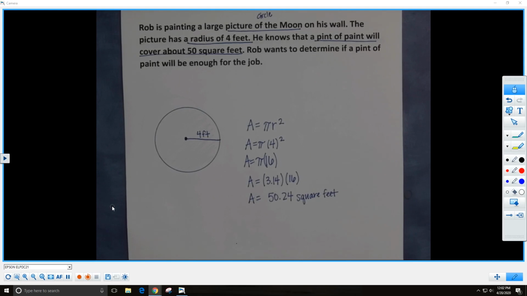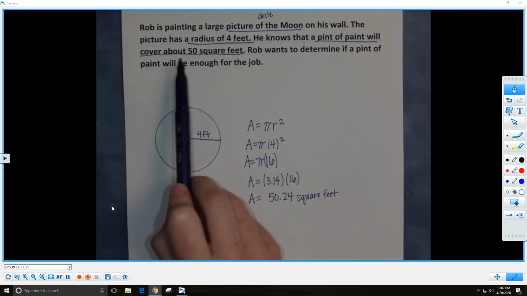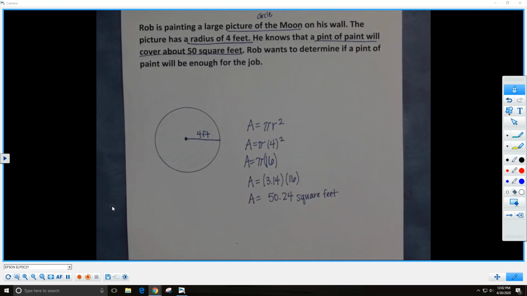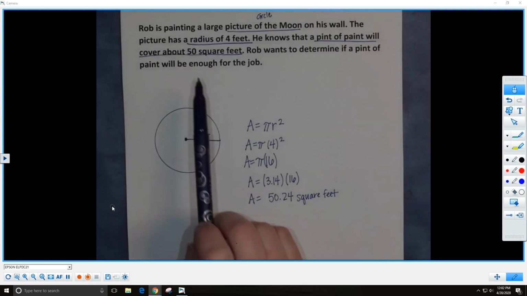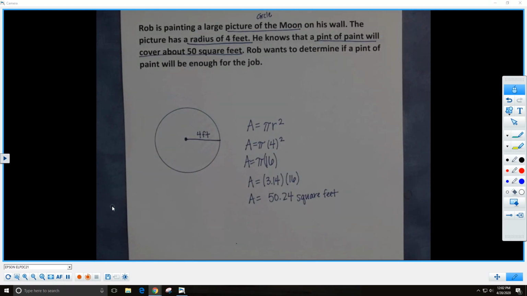So will Rob have enough paint if he buys a pint? We'll go back to the problem and remember that a pint of paint will cover about 50 square feet. And his large picture of the moon that he's painting is about 50.24 square feet. So is a pint going to be enough? It's not. He will need to buy more than a pint since a pint only covers 50 square feet. All right, let's think about another problem.